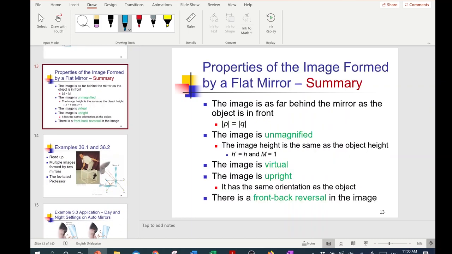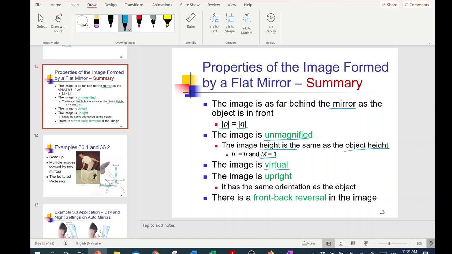Let's have a look at the conclusion for the properties of the image formed by a flat mirror. For a flat mirror, the distance of the object is the same as the distance of the image. The value of M is equal to 1. It is therefore unmagnified, so the height is the same for object and image. The image is always virtual. It appears to diverge from a point. It does not actually diverge.